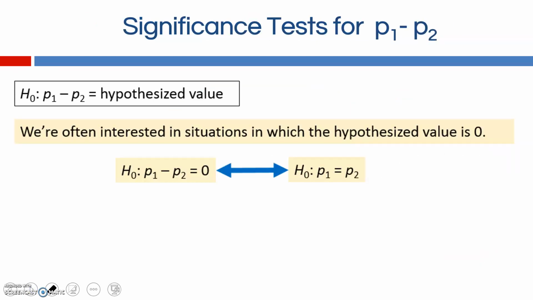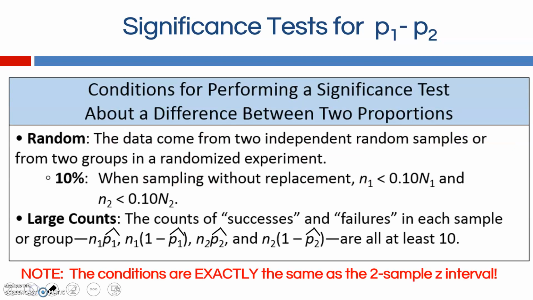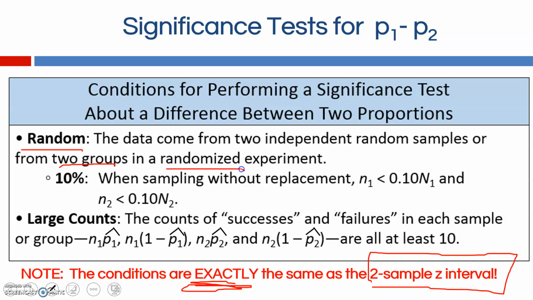This slide goes a little bit more into that. Here are the conditions. Remember, there's always conditions. Thank goodness the conditions for this test are exactly, word for word, the same as the 2 sample z interval for P1 minus P2. You've got a random condition that involves 2 independent random samples. Or if you're not random sampling, you have 2 groups in a randomized experiment.